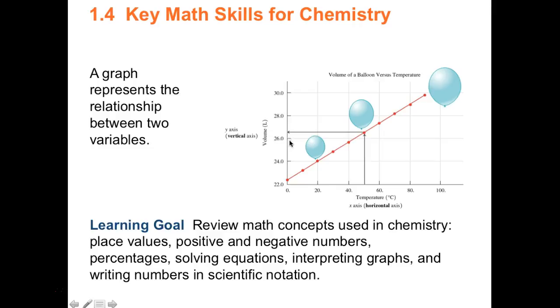You can also take up the space and divide it up into 10 equal small segments. If this is 27, then it's in between 26 and 27, so I would say it's 26.5 liters. So at 50 degrees centigrade, the volume of the balloon is approximately 26.5 liters, according to this graph. These are some ways that you can interpret a straight line graph.